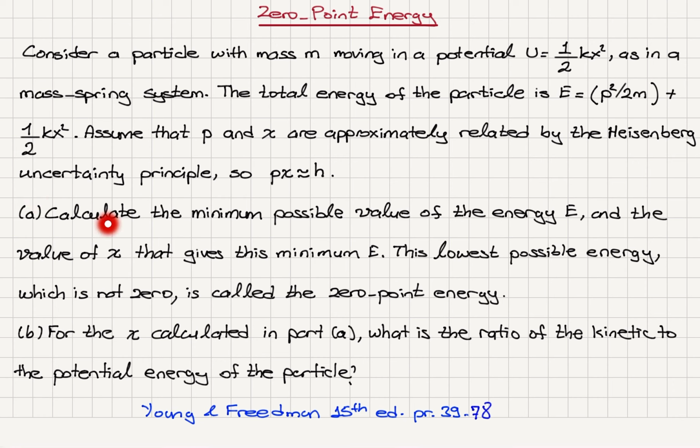Part A, calculate the minimum possible value of the energy E and the value of x that gives this minimum energy. This lowest possible energy, which is not zero, is called the zero-point energy. Part B, for the x calculated in Part A, what is the ratio of the kinetic to potential energy of the particle?